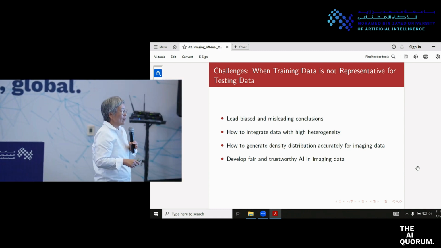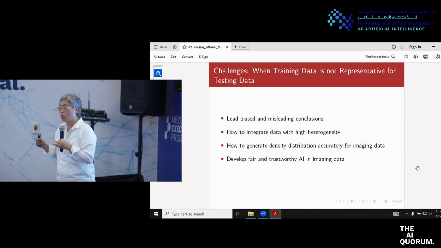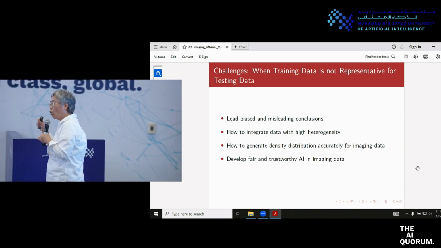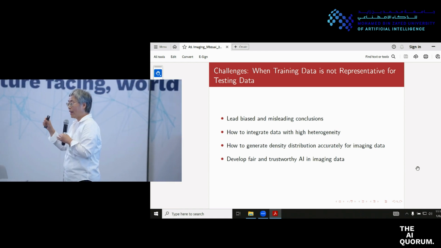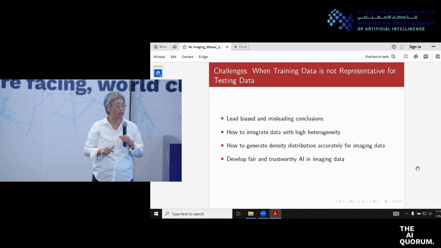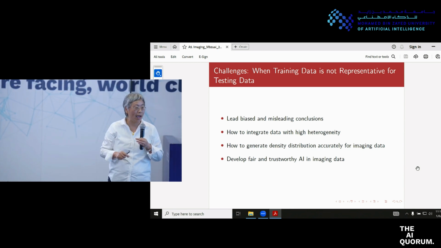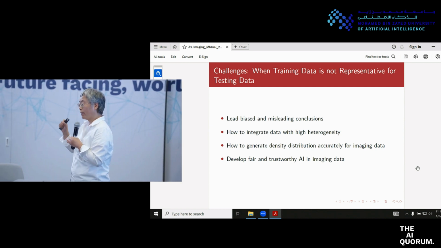Another thing that is very, very challenging these days: when I'm doing differential privacy, especially for correlated data, I want to get synthetic data with the same dependence structure. I run into this problem: how can I generate a density distribution accurately? This is the same question for image data. This is actually very difficult.